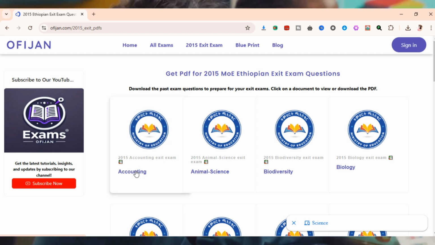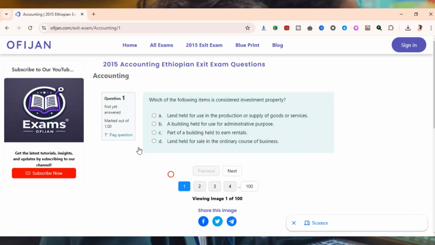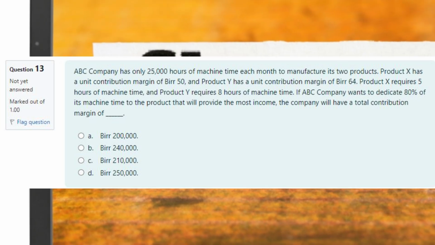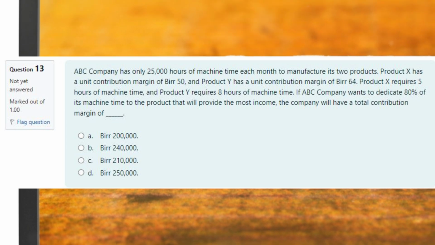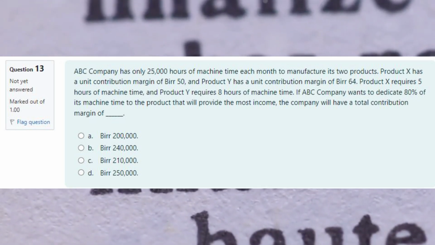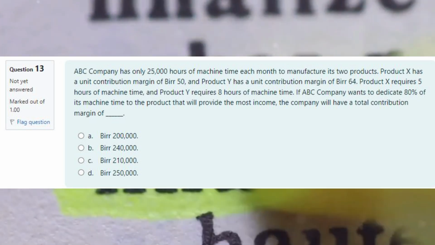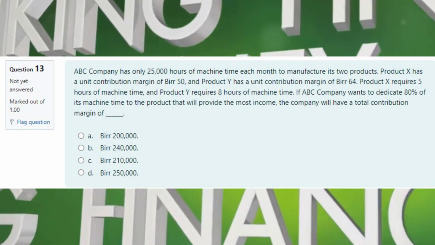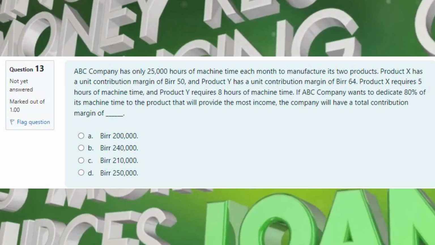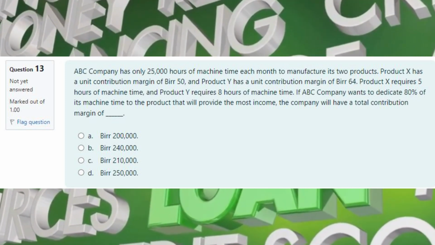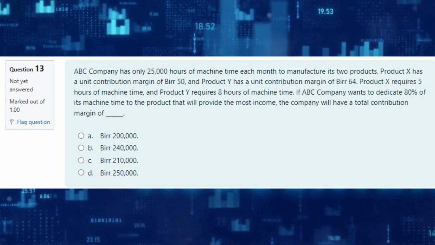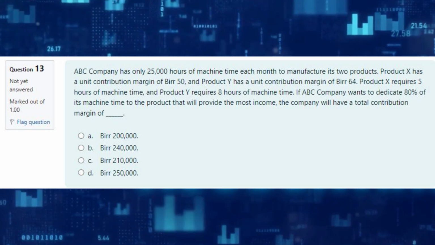First up, let's look at a classic business scenario question about maximizing profits under resource constraints. The first question. ABC company has only 25,000 hours of machine time each month to produce 2 products, X and Y. Product X has a contribution margin of $50 per unit and takes 5 hours to produce, while product Y has a contribution margin of $64 and requires 8 hours of machine time. If the company wants to dedicate 80% of its machine time to the product that provides the most income, what will be the total contribution margin? A. 200,000 BER. B. 240,000 BER. C. 210,000 BER. D. 250,000 BER.